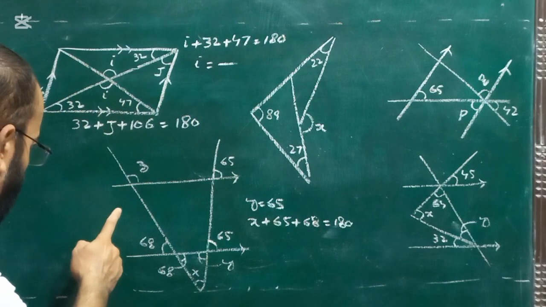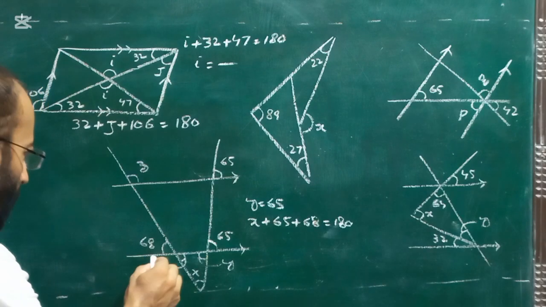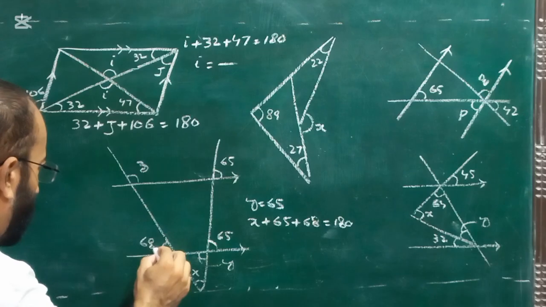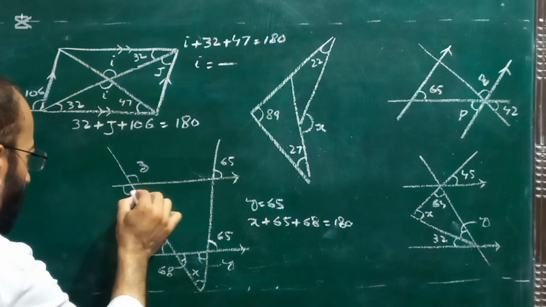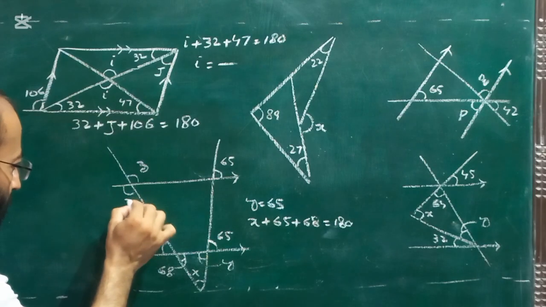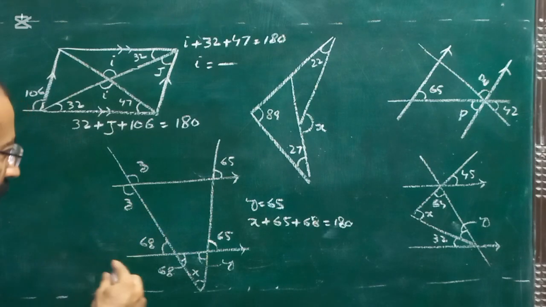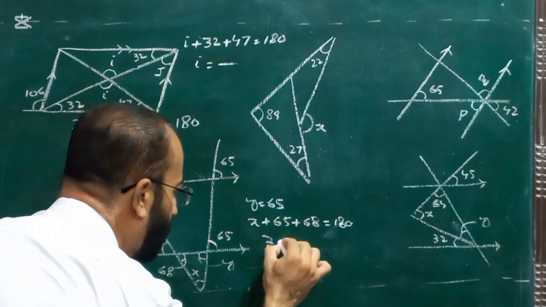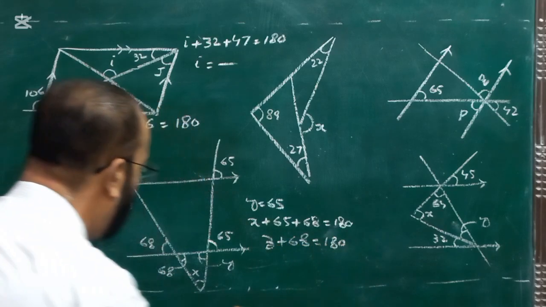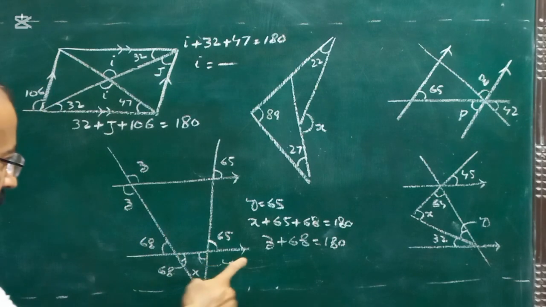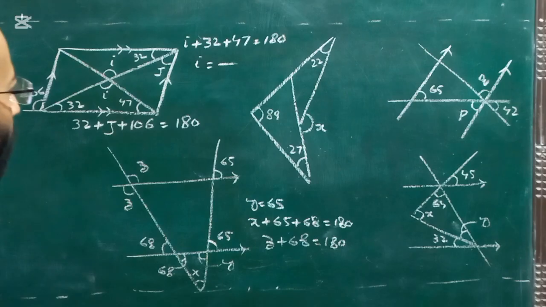Now the only thing is Z. If this is Z, the opposite angle will also be Z because of the vertically opposite angles. Now Z plus 68, these are inner angles. Z plus 68 should be equal to 180 degrees because these are the inner angles, so the sum of the inner angles is 180. From here you can find the value of Z.